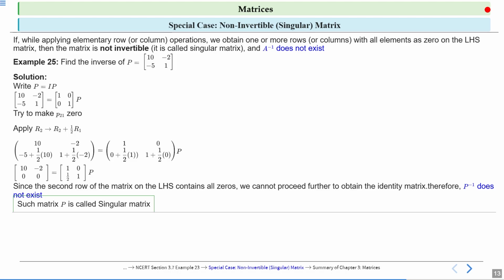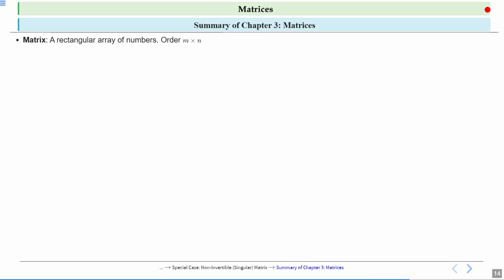Okay, therefore such matrix P is called a singular matrix, right? Next, summary of chapter 3.